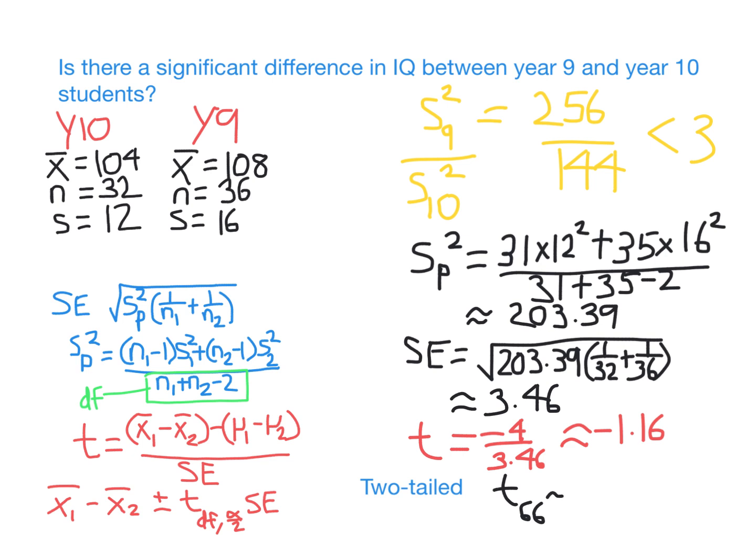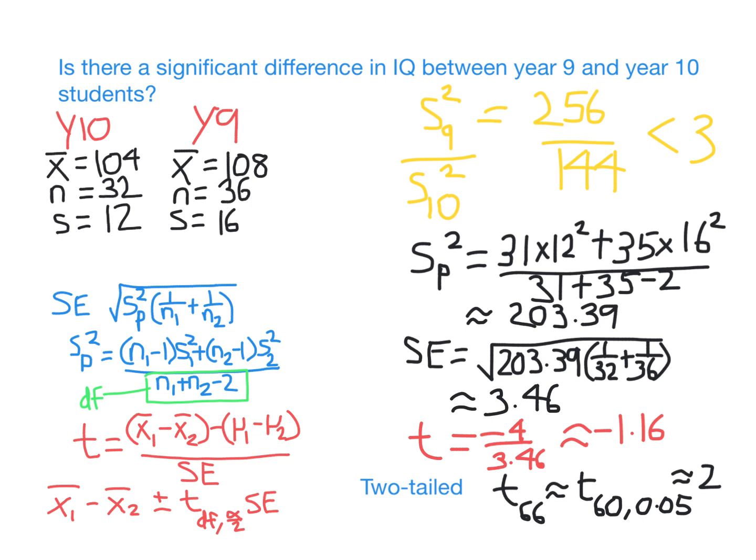What we do is we round down the degrees of freedom because this is more conservative. So the closest number lower than 66 is 60. So if we put in T60 and we do it at the 0.05 level, we end up getting here about 2. So notice here that our test statistic is lower in absolute value than the critical t-value.